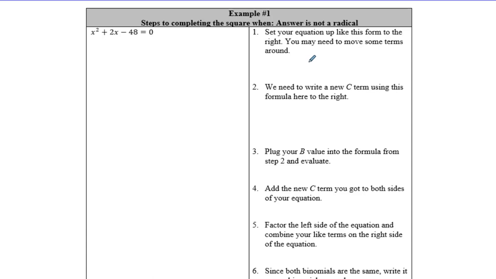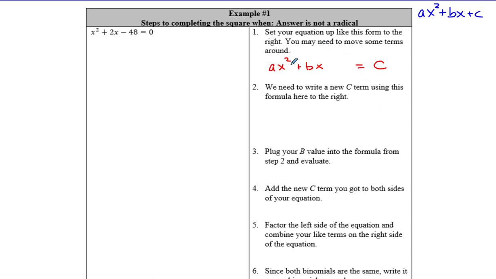You may need to move some terms around. Okay, I'm gonna just put this here. Remember, in standard form we always do something like this, right? This is our standard form. What we want to do for completing the square is, this is not really to the right, it's kind of below, but you know what I mean. We want ax squared, so our a term, plus our b term, okay, and then we want our C term to be over here.